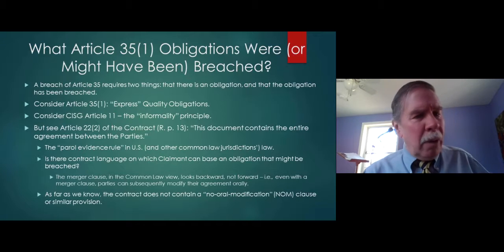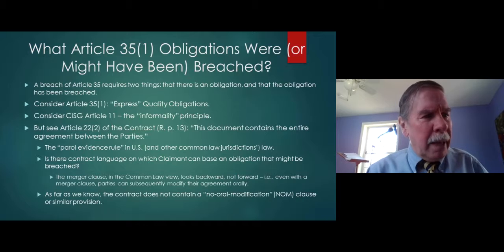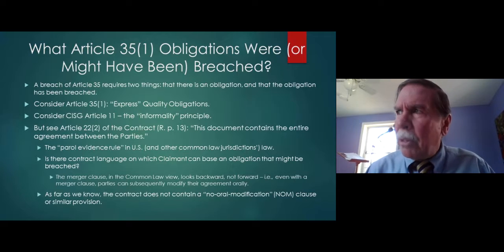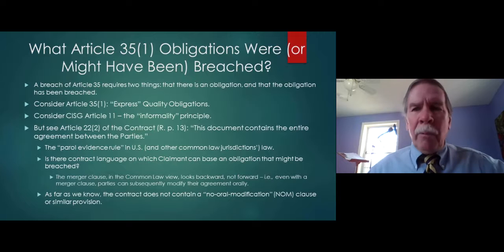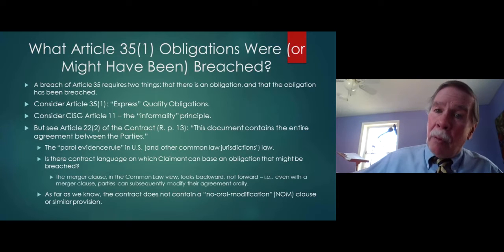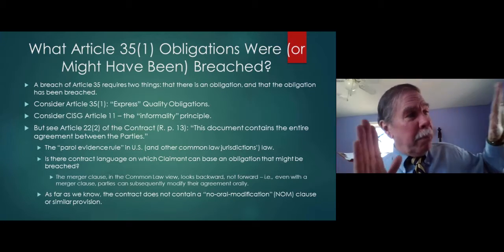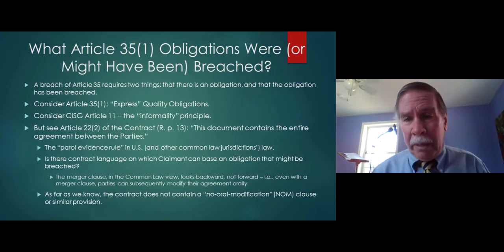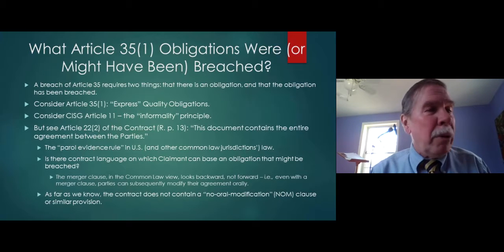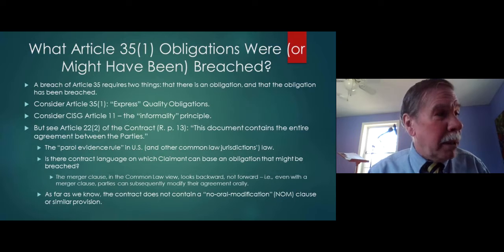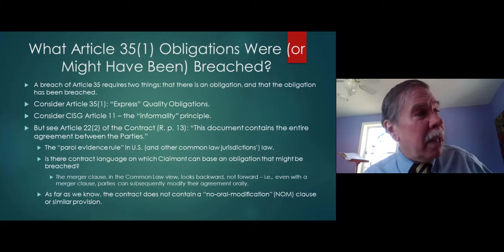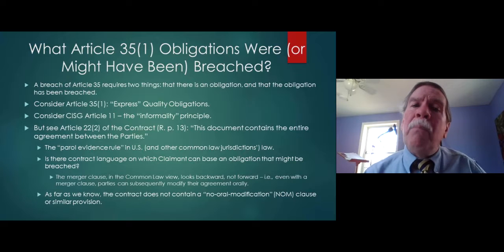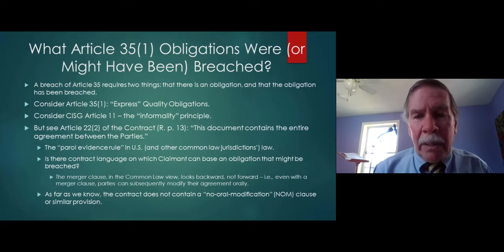The merger clause and the parol evidence rule, in the common law view, and I think this is probably the way it would also be interpreted generally, looks backward from the time that the written contract was entered into, but not forward. That is, it says you can't prove stuff that happened before the written contract entered into force between the parties. You can't prove alleged agreements that are not found in that written contract if they are alleged to have arisen before the parties entered into the written contract.